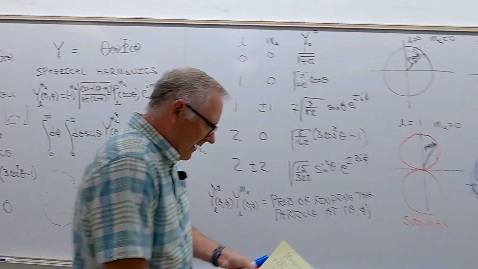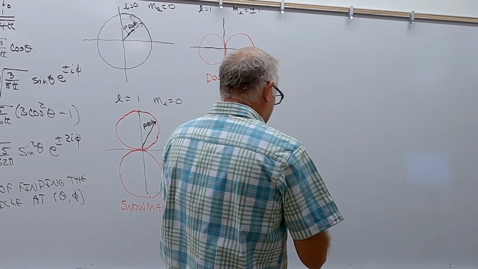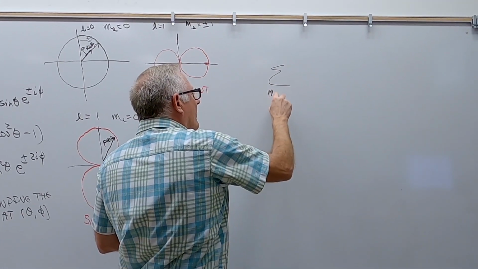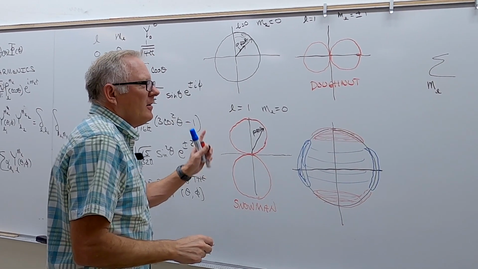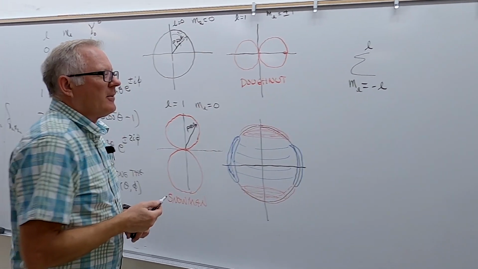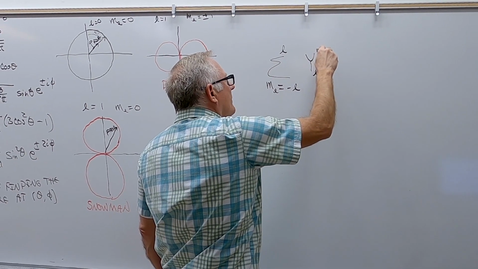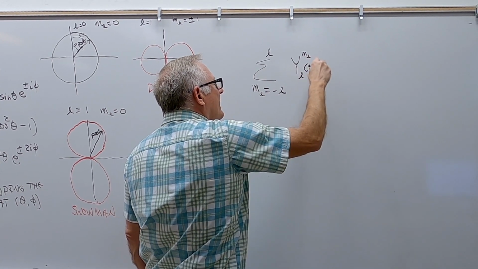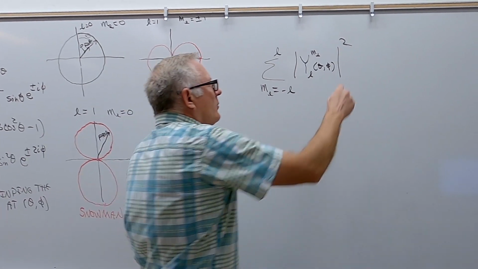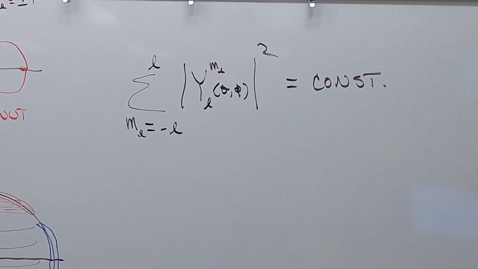well, it says if I were to take and sum all the m sub l's for a particular L from minus L to plus L, because that's what m sub l could be, and if I were to add up this Y sub L, m sub l, theta phi squared right here, this would be equal to a constant. What does that mean? That means it becomes, remember, what do we get for a constant?